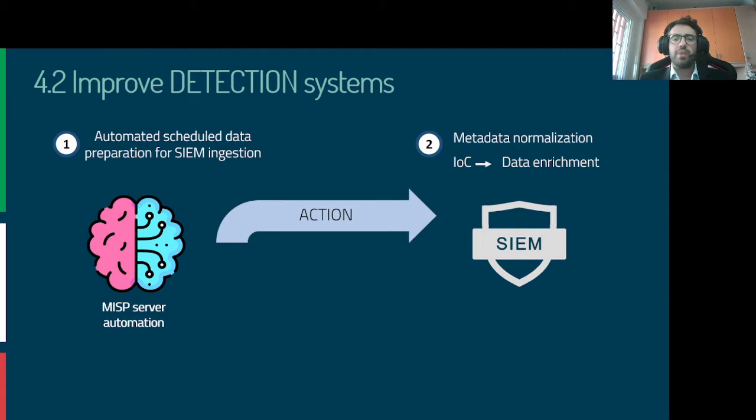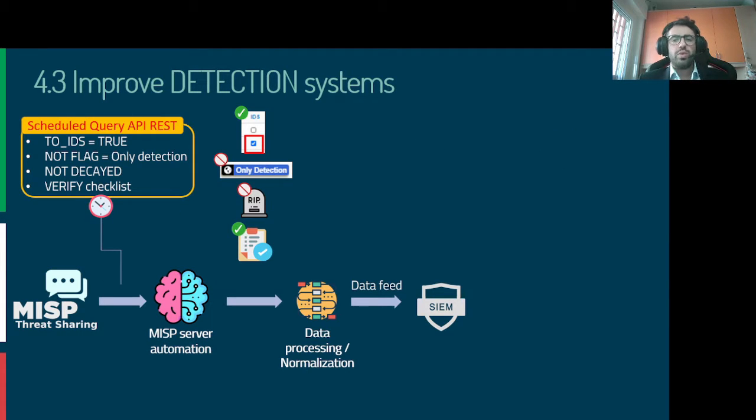After telling you about the prevention part, let's move on to the detection. Thanks to the IOC list downloaded previously, the script can load this list on the CM. In the CM, the data is enriched with context information deriving from the MISP, and the metadata is normalized. Also in this case, we have scheduled API queries through crontab. The query is constructed in such a way as to return all the IOCs with flag toIDS equal true, the tag onlyDetection false, that are not decayed, and the whitelist is verified. The IOCs are then sent to the CM.